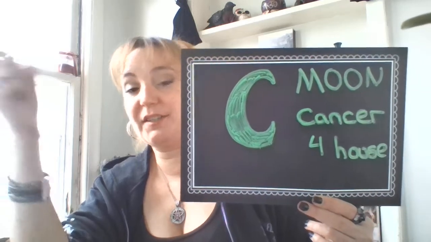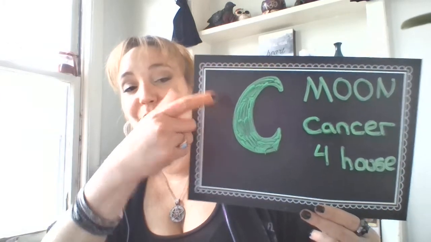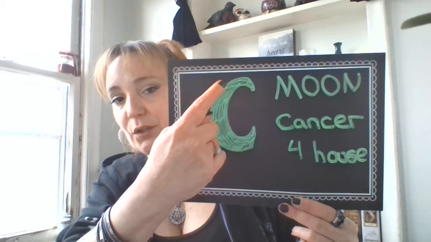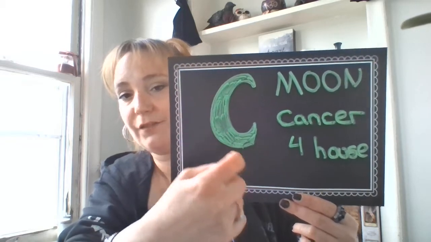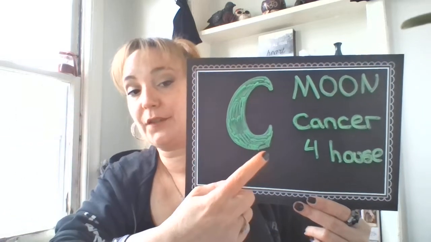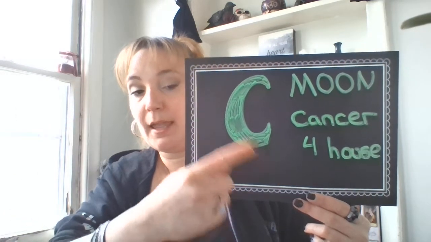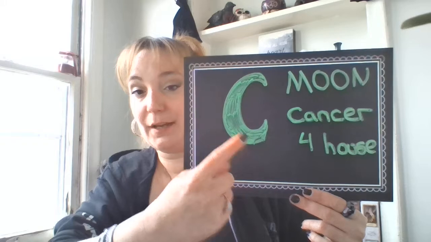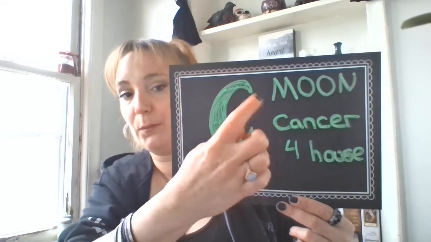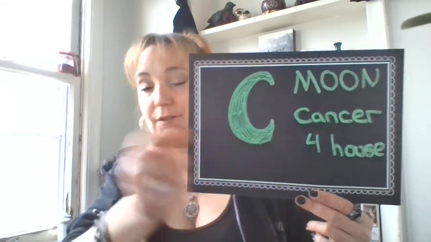I'm a terrible artist, but now we're going to move on to the moon sign, and your moon will look like a little half-shaped moon in your chart. The moon rules Cancer and the 4th house.